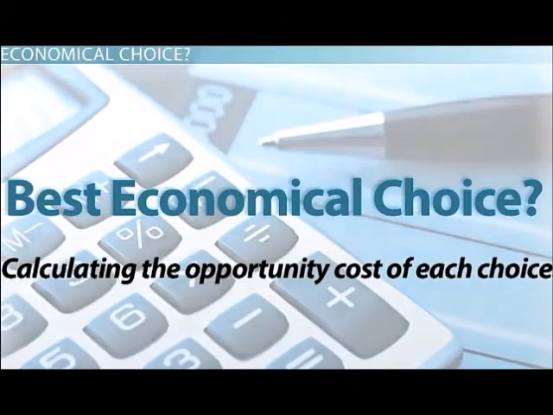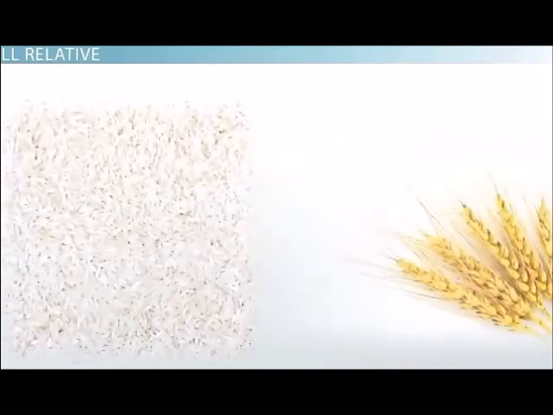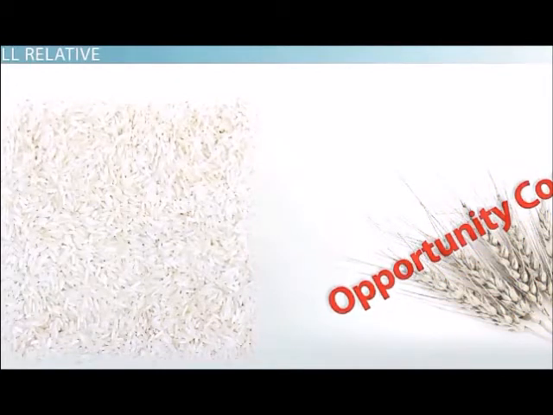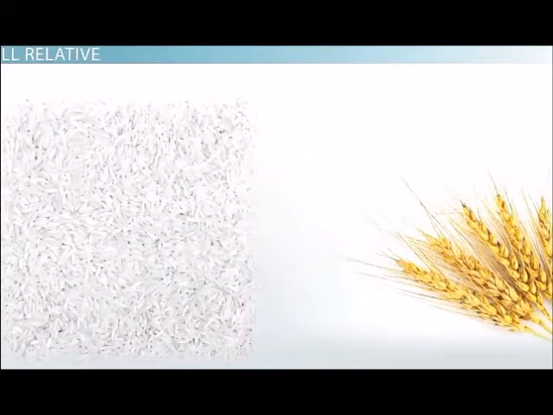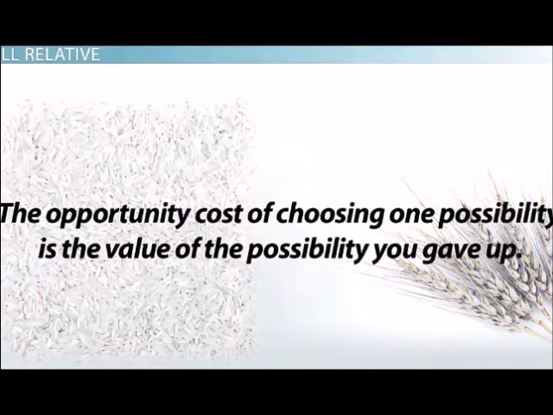Opportunity cost is a relative concept, which means that you're finding out how much of one thing you can produce in comparison to another thing. For example, if the two goods you're interested in are rice and wheat, then the opportunity cost of producing rice will always be in terms of wheat, and the opportunity cost of producing wheat will always be in terms of rice. The opportunity cost of choosing one possibility is the value of the possibility you gave up. It's what you sacrificed. It's not what you chose, but it's the next best alternative.